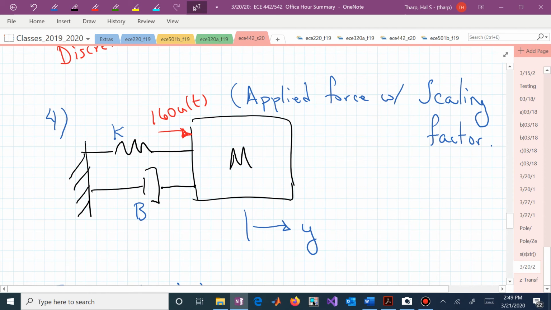Another question during office hours is, where does this scaling factor come in, or how do I put that into my problem? This is really all I want you to do: replace the u of t with 160 u of t. I want you to scale that applied force that's applied to this mass, where the mass is interconnected to a permanent structure through a spring and a dashpot. The spring has a spring constant k, the dashpot has a dashpot value of b, and we now have the position and velocity of that mass.